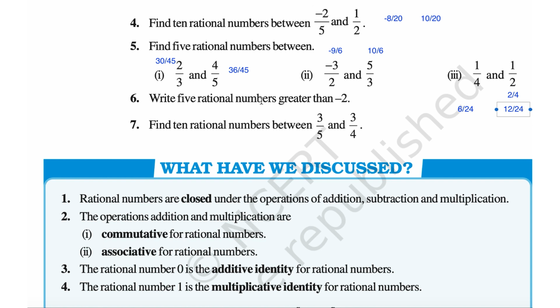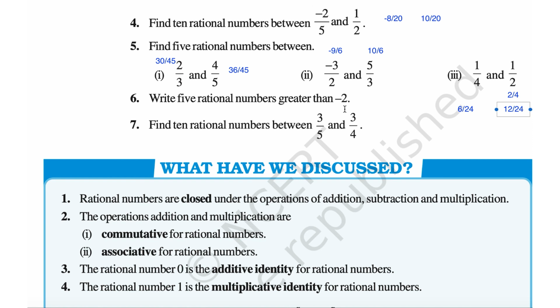Alright, 5 rational numbers greater than minus 2. Greater than minus 2 means minus 1 also will come. 0 also will come. 1, 2, 3. These are all rational numbers, since they can be expressed in rational form, right? That's why these are rational numbers.